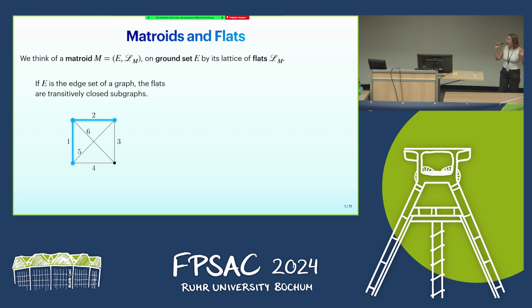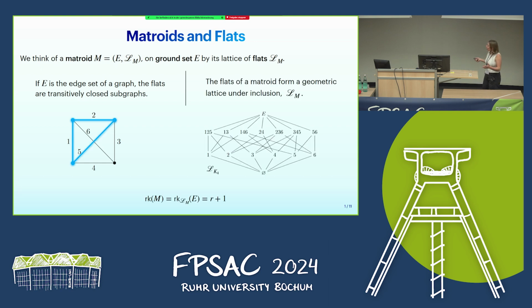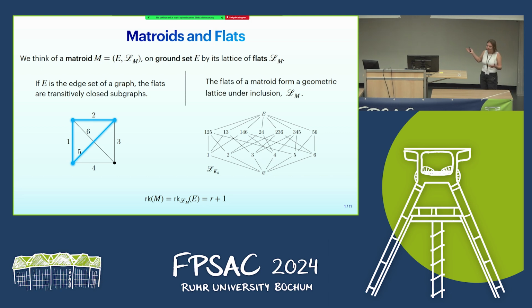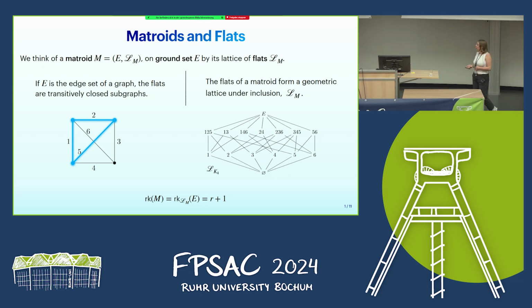Yes, so the edge 5 is in their induced subgraph. So if I am to have a flat with 1 and 2 in it, I must have 5 in it as well. When I take all of the flats, I order them by inclusion. I get a geometric lattice. I will be talking about the rank of a matroid, which is the rank of the ground set in my lattice of flats. I will denote it as R plus 1 for our convenience.